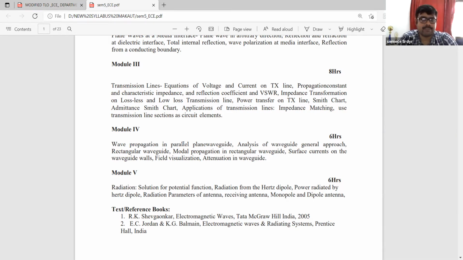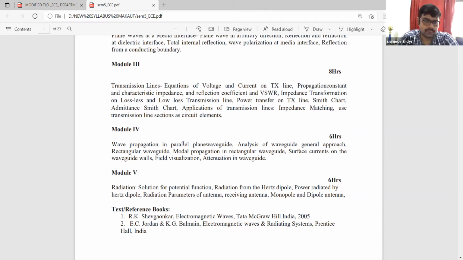Module 3, if you see the section: transmission lines, equations of voltage and current on transmission line, propagation constant and characteristic impedance, reflection coefficient and VSWR, transformation on lossless and low loss transmission line, power transfer on transmission line, Smith chart, admittance Smith chart, application of transmission lines, impedance matching, use of transmission line sections as circuit elements. So different topics will come under this section.